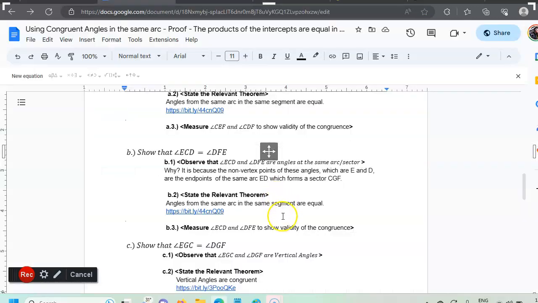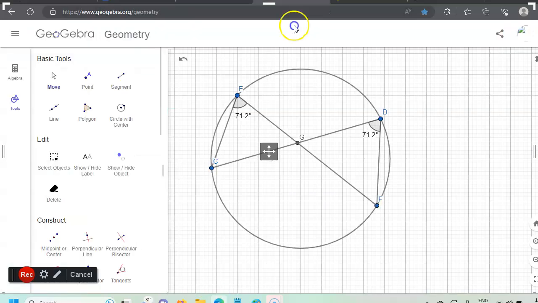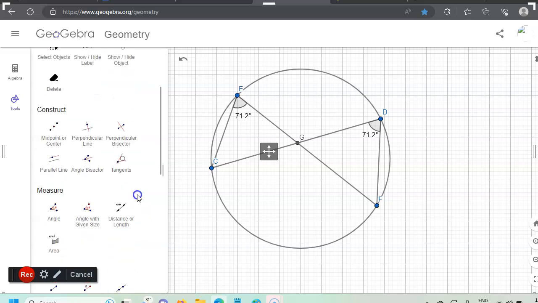And we all know that angles of the same arc in the same segment are equal. So we can then say that angle C and angle F are equal because angle C and angle F are in the same arc ED of the same sector EGD. So let's now validate further the congruence by measuring.